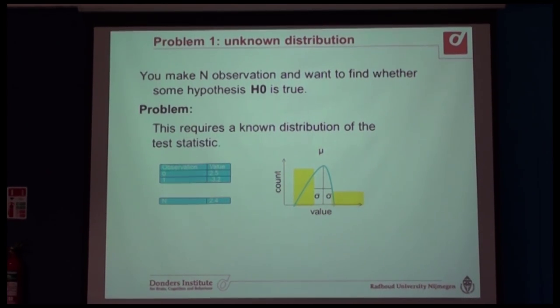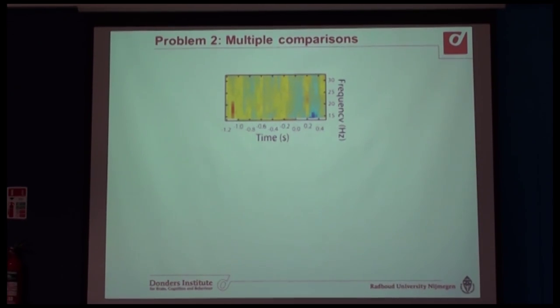It has tails which are very different. It might be clipped. Coherence values can never be larger than one, which means that they cannot be normally distributed because they are clipped at one. So there are many of these values that we tend to look at which cannot be normally distributed. That means that we're violating the assumptions that are required for a t-test or an F-test. The second problem that we're facing with MEG and with EEG is that of multiple comparisons.